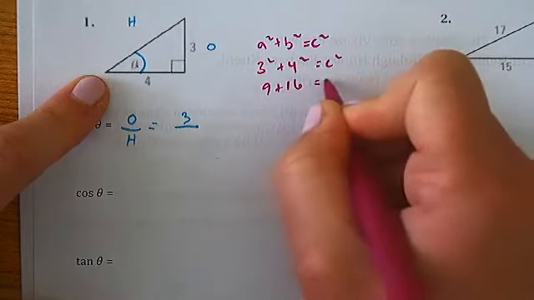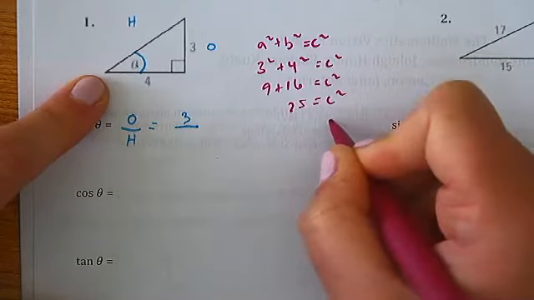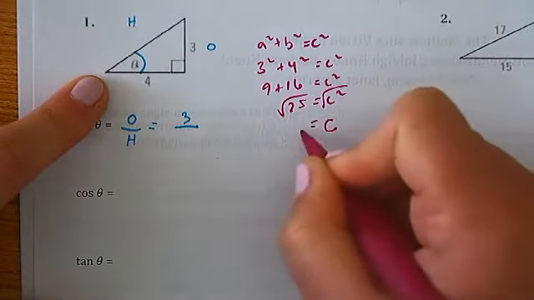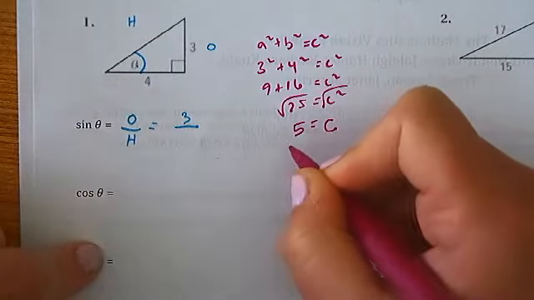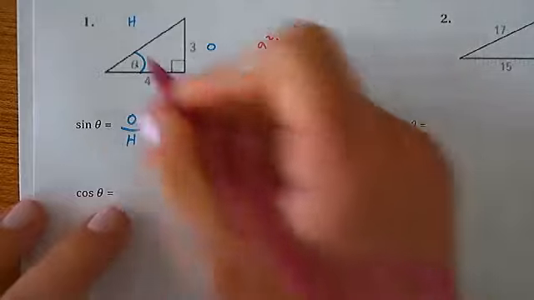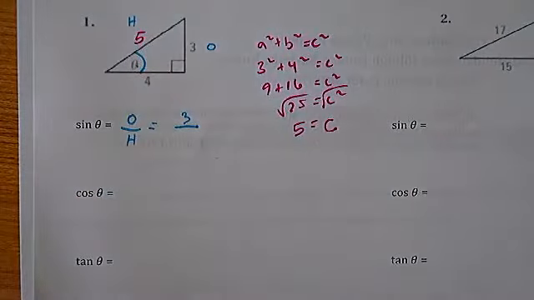9 plus 16 equals c squared. 25 equals c squared. We want to know just what c is equal to. Square root of 25 is 5. There's no plus or minus because you can't have a negative measurement of a side. So this hypotenuse is a 5. So we found that using the Pythagorean theorem.